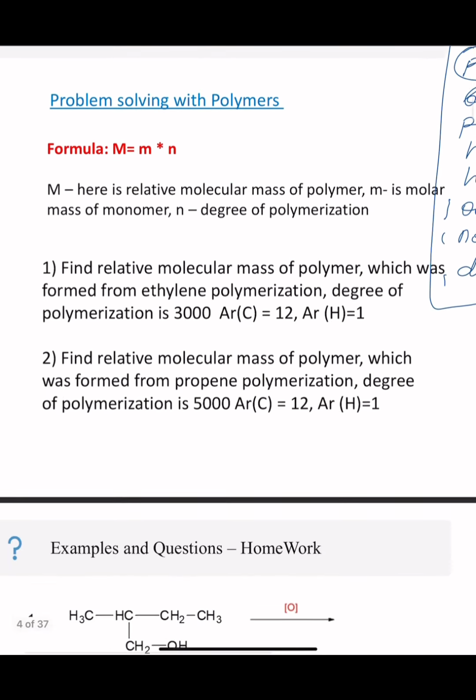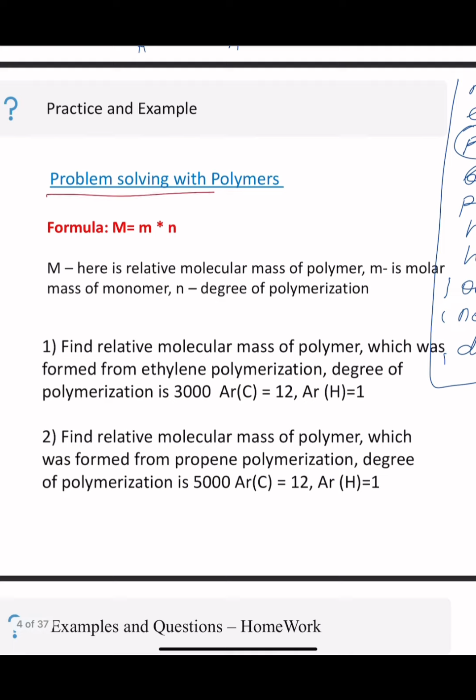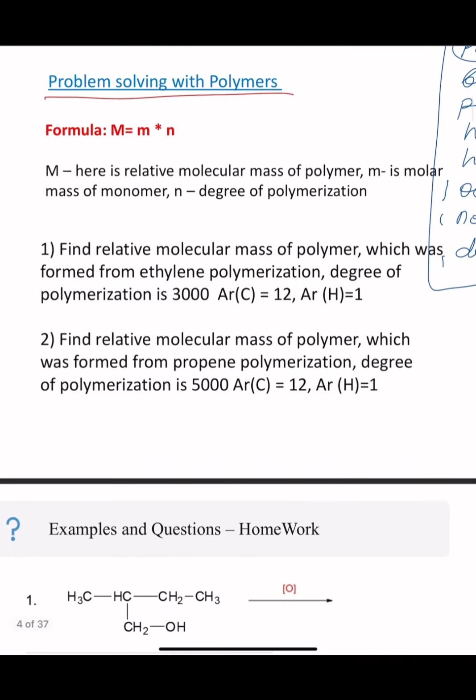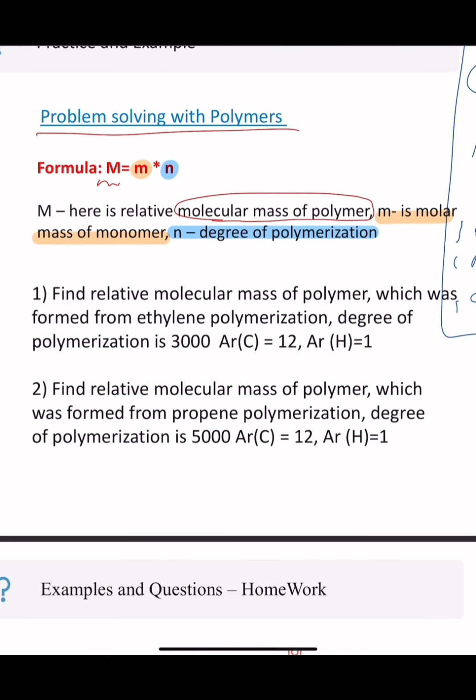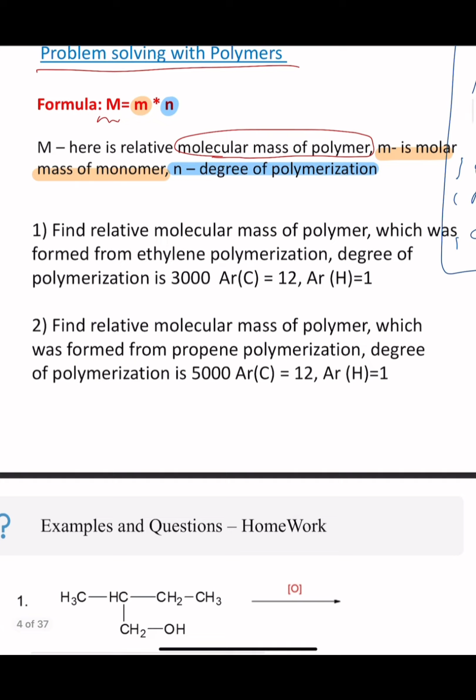Okay. So the formula, problem solving with polymers. This is a super example. Many of you got it, but I'm just going to review for the exam. So M in here stands for the molecular mass of the polymer, and m is the molar mass of one monomer. And n is the amount of these monomers, and this is called the degree of polymerization. Now in here you have: find the relative molecular mass of the polymer which was formed from ethylene polymerization.